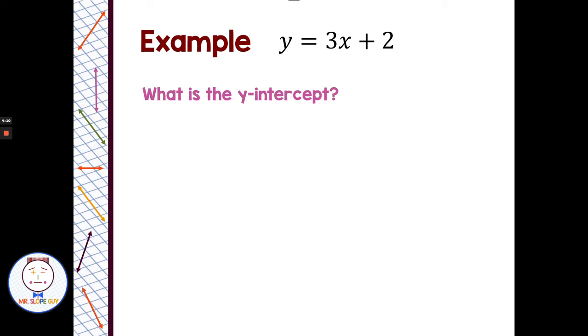So if I'm given y equals 3x plus 2, we should be able to look at that and identify the y-intercept. So what number do we have where the b value is in y equals mx plus b? We have plus 2. What is the slope? Well, the slope is the coefficient of x, or the number in front of x. So we have a 3 for the slope.